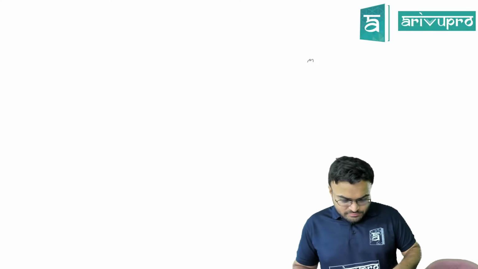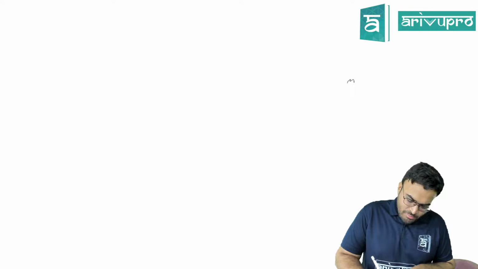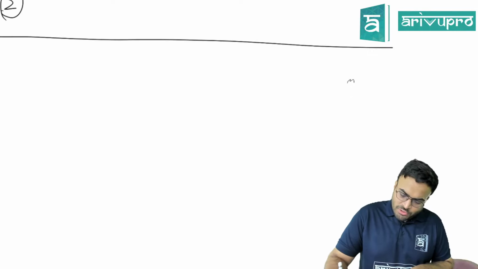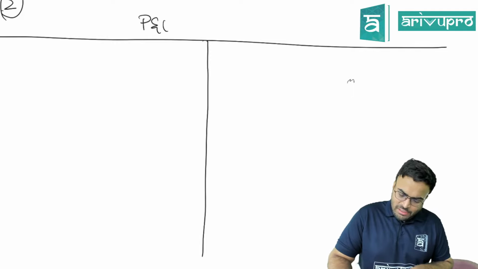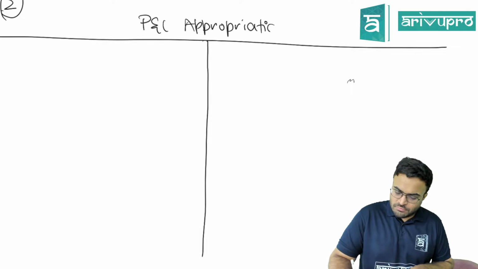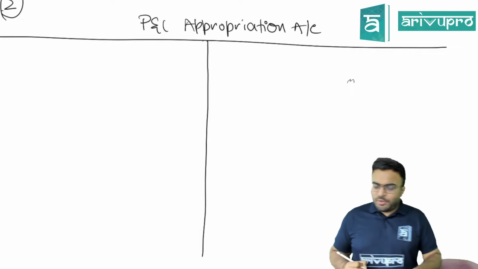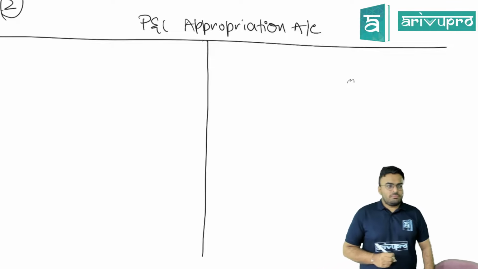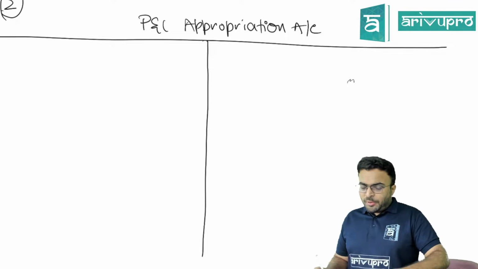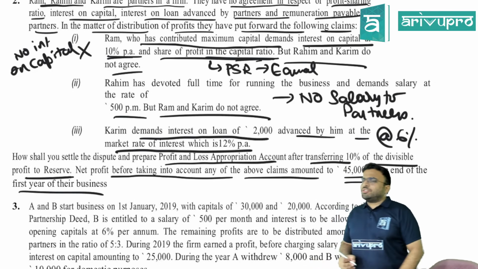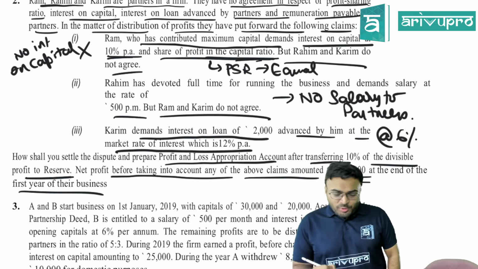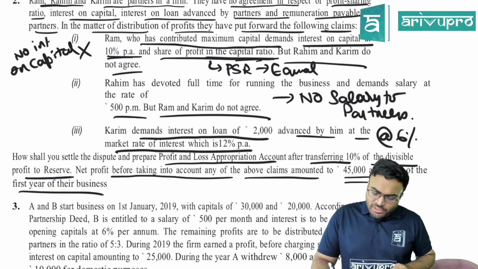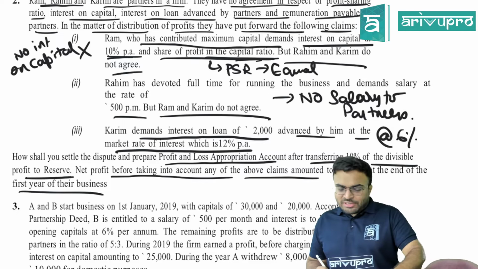Is that clear, guys? Now, question number 2. What did they ask you to prepare? They asked you to prepare P&L appropriation account. Clear? Do we have profit? Whenever we start with P&L appropriation, I think yesterday's question we passed journal entries for P&L appropriation. When we start with P&L appropriation, do we have profit? Can you see the net profit before the above claims amounted to 45,000 at the end of the first year?